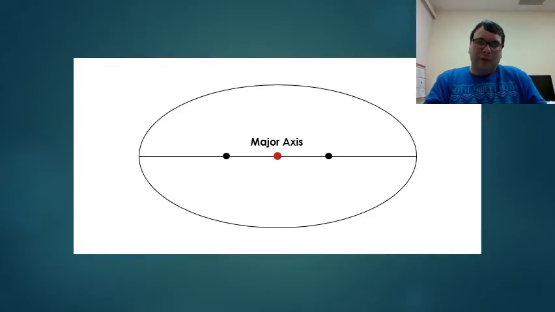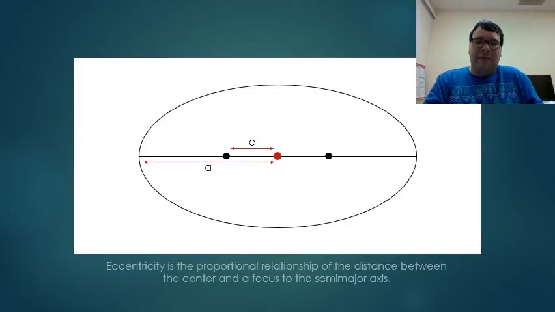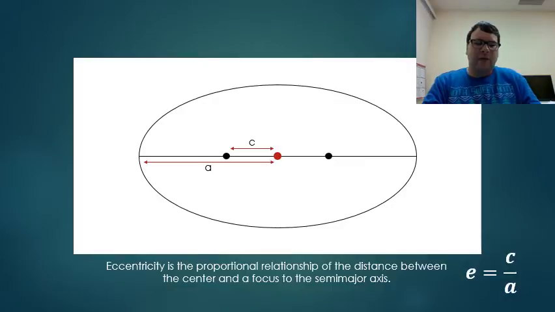Eccentricity is a property from way before Kepler, but it's a property of an ellipse, and it is described using that semi-major axis. If C represents the distance from the center to a focus, then A is the distance from the center to a vertex. So the semi-major axis and the foci distance. Eccentricity is very simply the proportional relationship of these two distances. So E equals C divided by A.